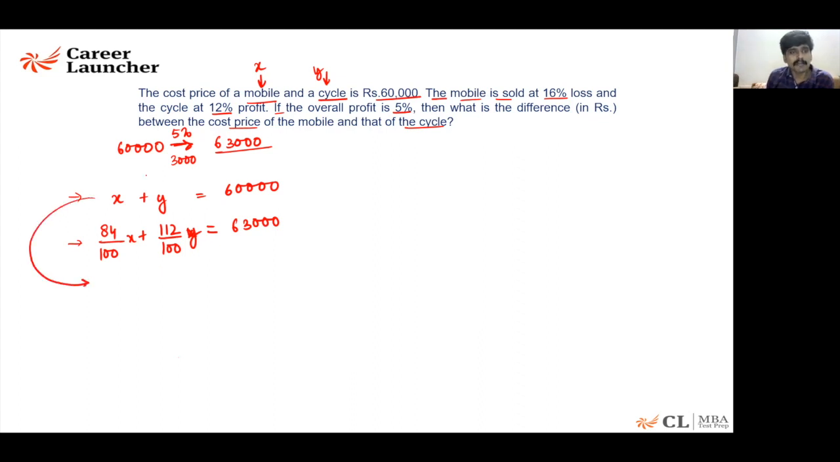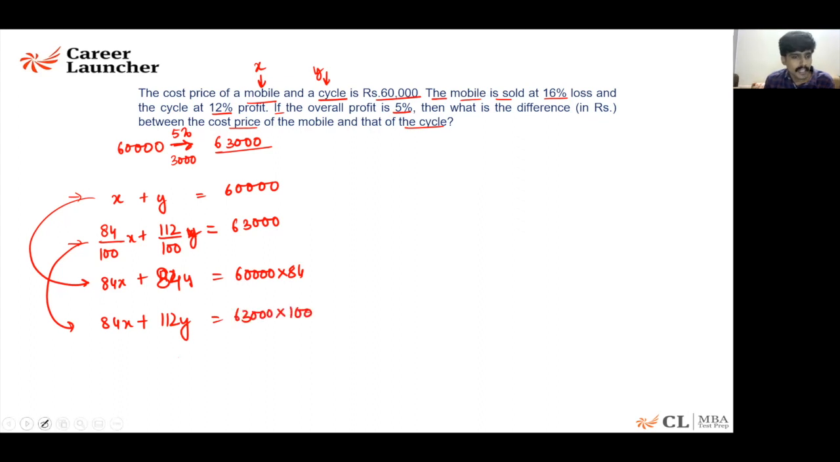From the first equation, multiply the first equation by 84, you'll get 84X plus 84Y is equal to 60,000 into 84. Don't calculate this. This is where a lot of you may be making mistakes, that you end up calculating all of this stuff, which is not good for health, right? So it is a statutory warning I'm giving you. And from the second equation, what do you have? 84X plus 112Y is equal to 63,000 into 100. Don't multiply.